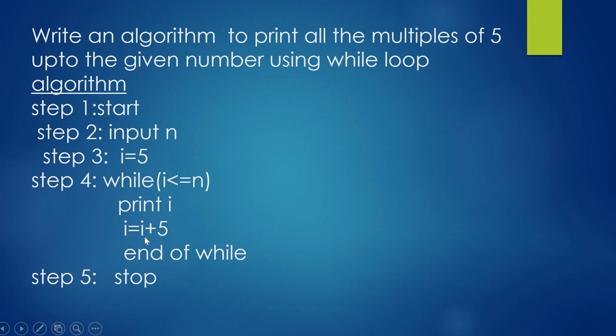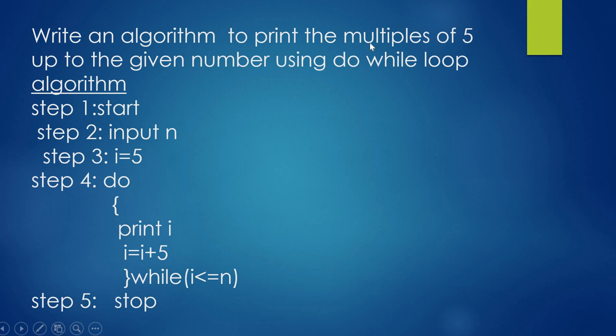Then I is becoming 20 plus 5, that is 25. Then the next condition is 25 less than or equal to 20? No. 25 is greater than 20. So that condition is wrong. In that case, it is coming out of the loop. That is, it is printing 5, 10, 15, 20.